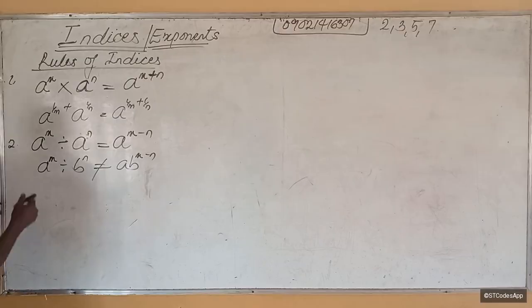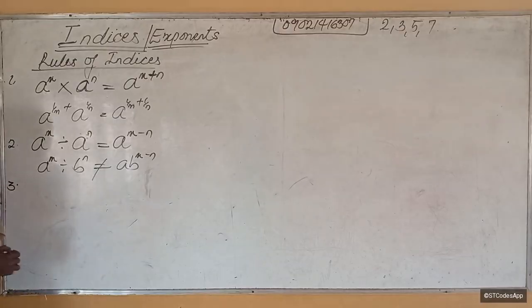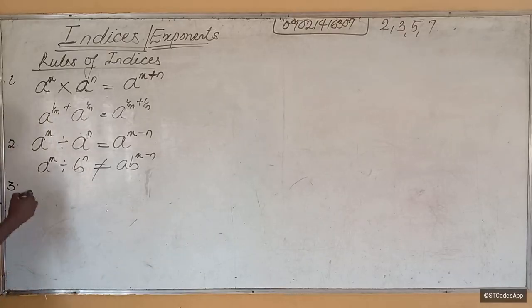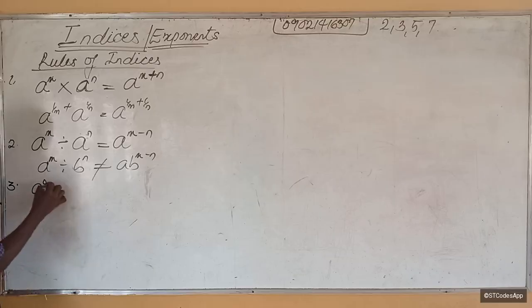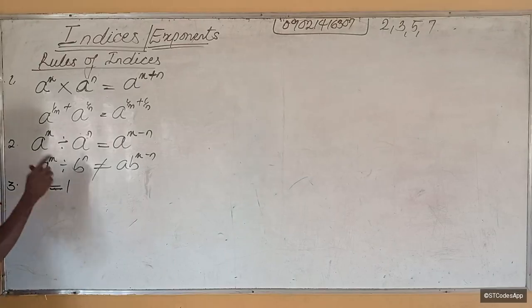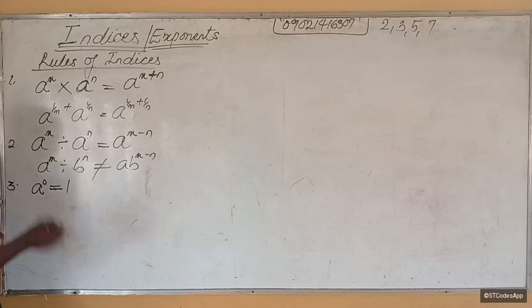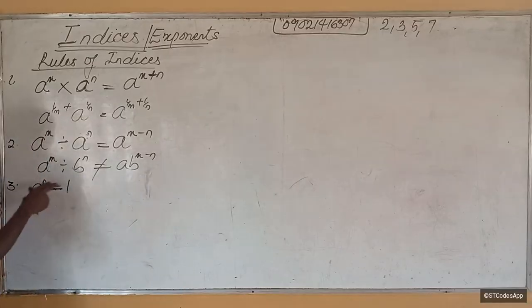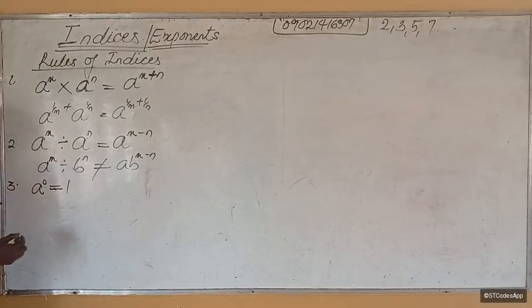Now the third rule that you should learn is called the zero power rule, or the zeroth power rule. The zero power rule says that a raised to power 0 should be equal to 1, no matter what a may be. A raised to power 0 is what? 1. 0 raised to power 0 is also 1. Exactly. So a raised to power 0 is 1. And let's make sense of that.